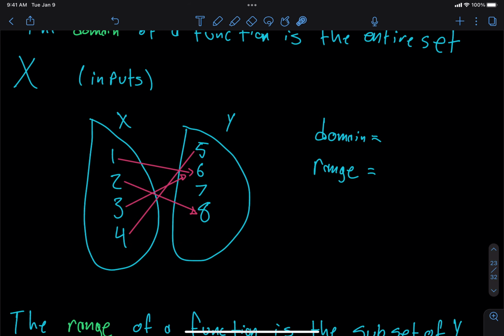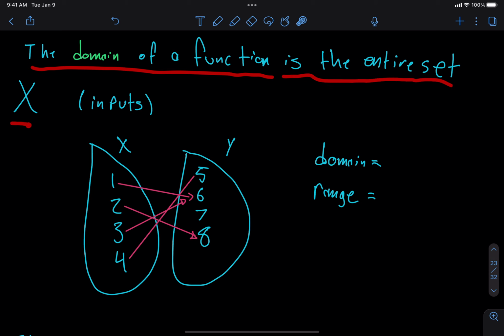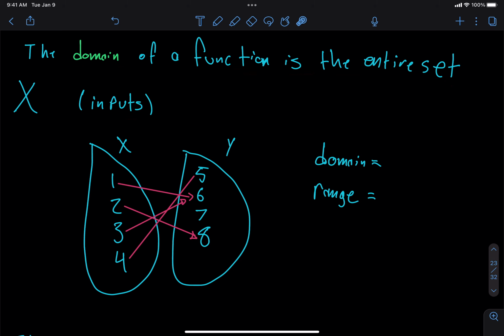So I already kind of said this word, but let's talk about what the domain of a function is. It's fairly simple to define. We say that the domain of a function is the entire set x of inputs, so all of the numbers which I can plug into my function. In this example, which is the example from above, the domain is, of course, going to be a set. It's this entire set.